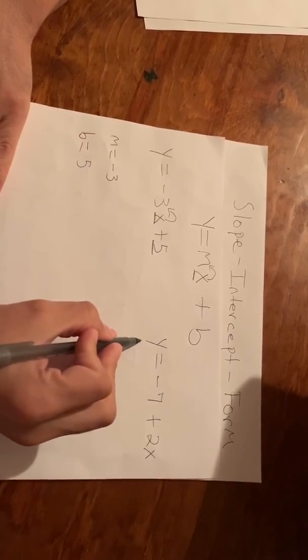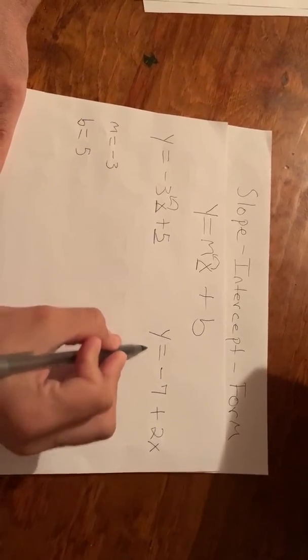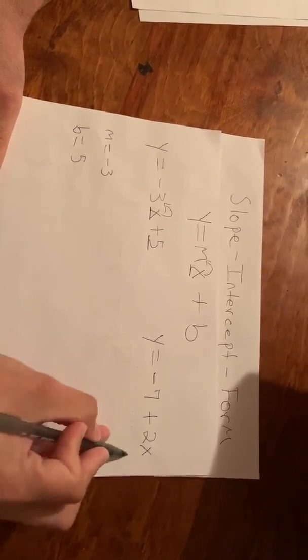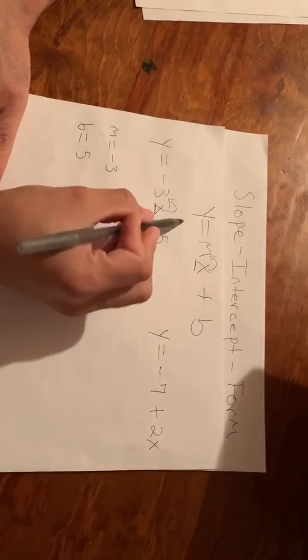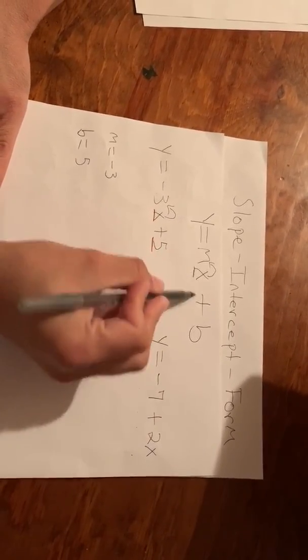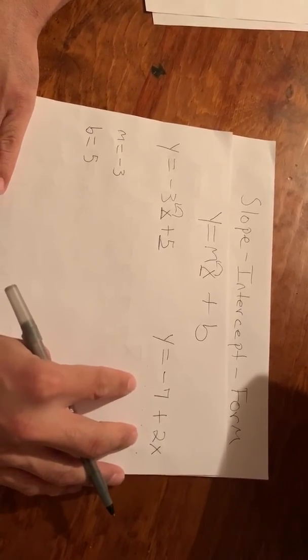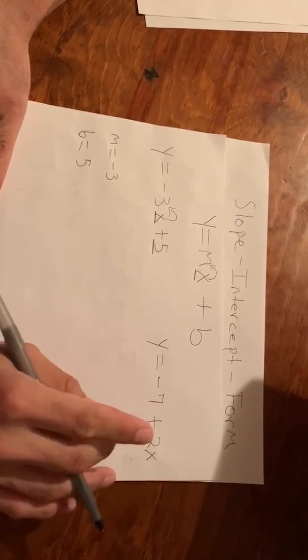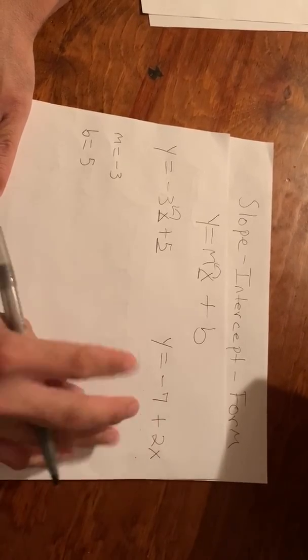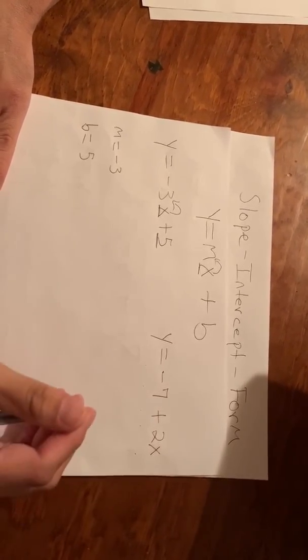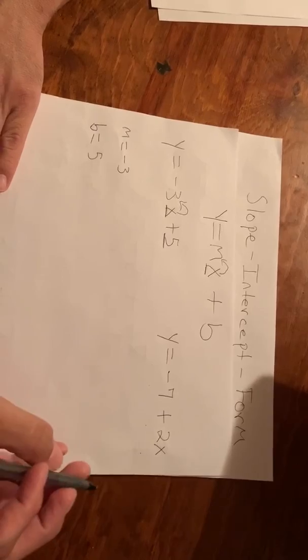If we look at the next equation, we have y equals negative 7 plus 2x. It's still written in the form y equals mx plus b. However, you notice that the y-intercept and the slope and the input have been switched, but it's still in the same form, which is another way they may try to see if you can identify the components.